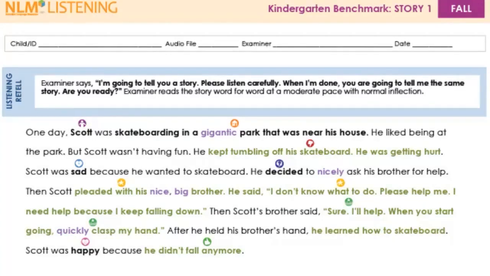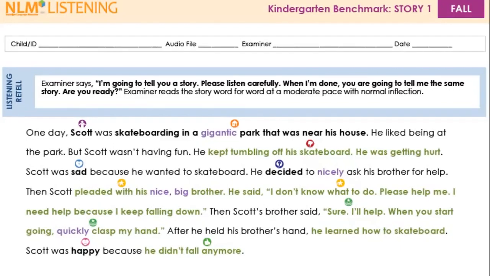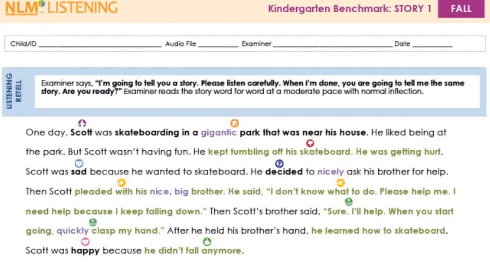With the NLM listening, what we do is, as an evaluator or an examiner, I read the story to the child. Key is that they're listening. It's not in front of them. They're not reading it. So I want them to cue in. In each of the stories, they're leveled in terms of how advanced or complex they are, how long they are based on age. But within each of the stories, all of them have emotion words.